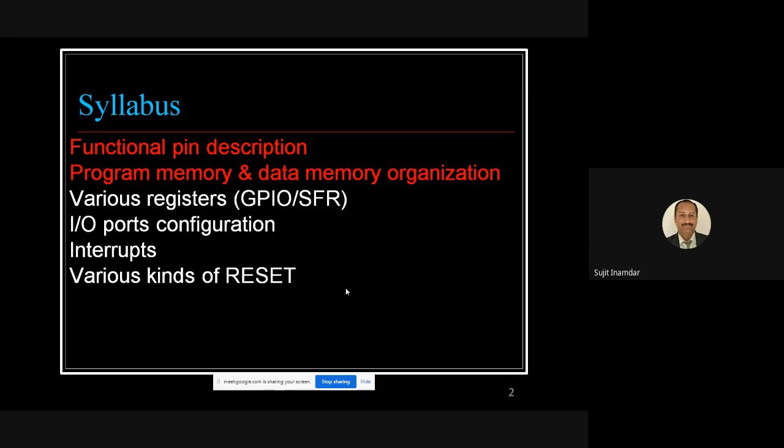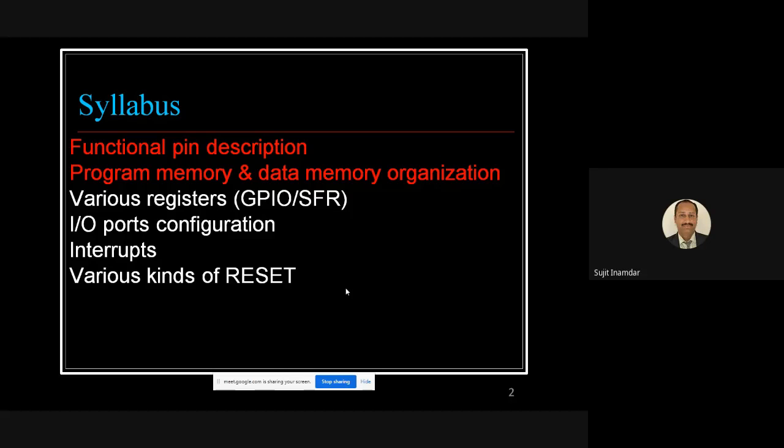So it has the functional pin description, then program memory and data memory, then various registers, that is GPIO and SFR, then IO port configuration, then interrupts, and then various kinds of reset. So these are the few points from this unit. First point, that is the functional pin description.